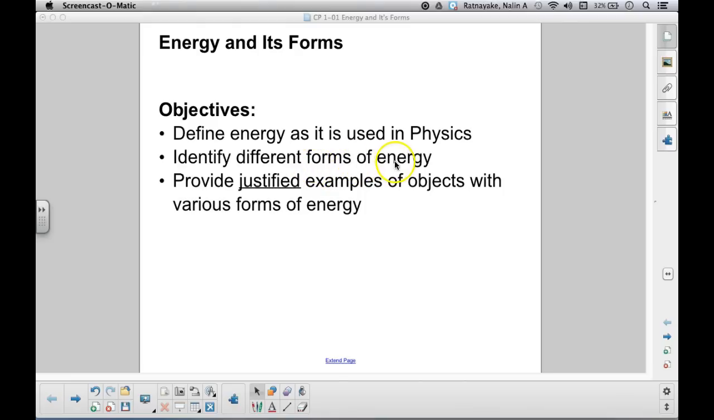Identify different forms of energy. Provide justified examples of objects with various forms of energy. So justified examples means you should be able to provide an example and explain why. In the justification, why does it have that form of energy? How do you know? Which is an important question.